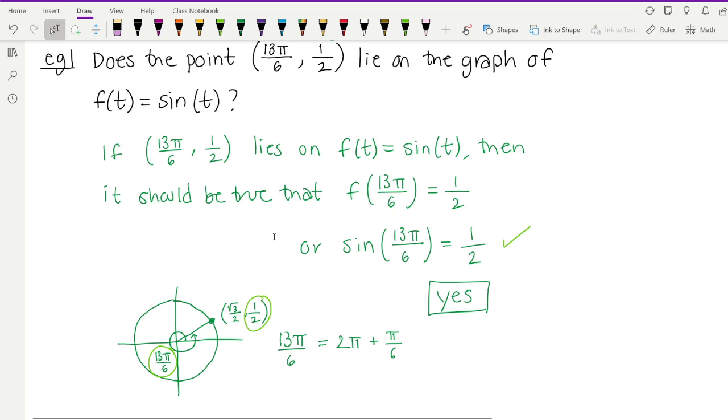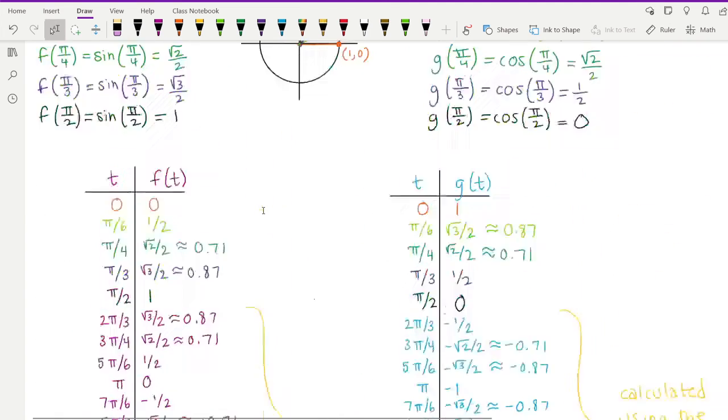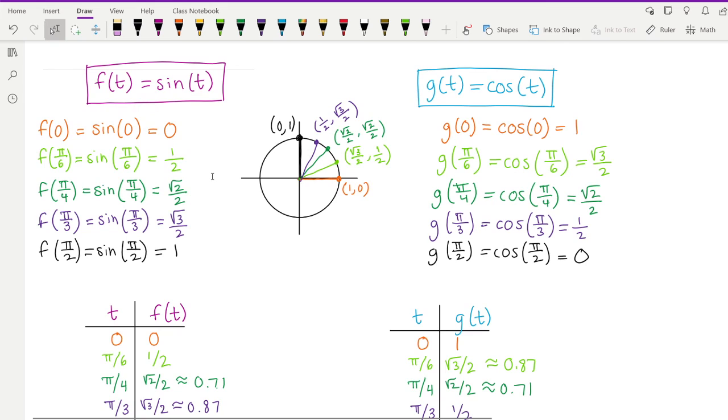All right, so like I said, in our next video, we're going to work more with the sine and cosine graphs. We're going to talk about some different properties of them, their domain and range, other stuff like that. And I'll see you all in our next video.